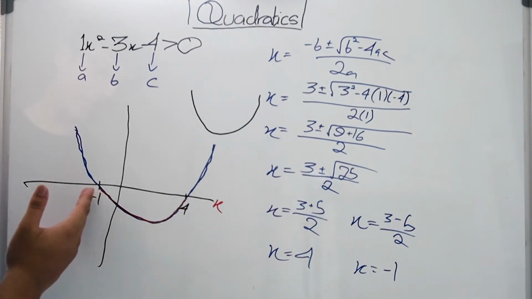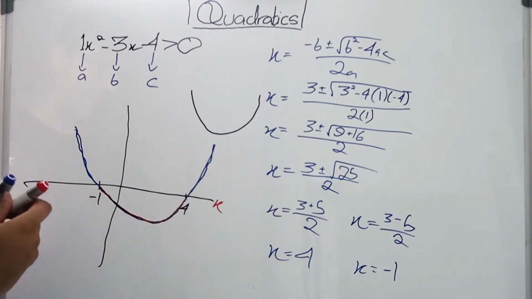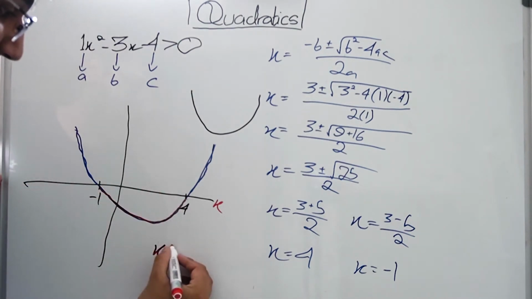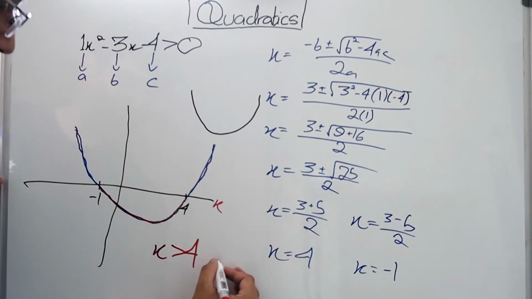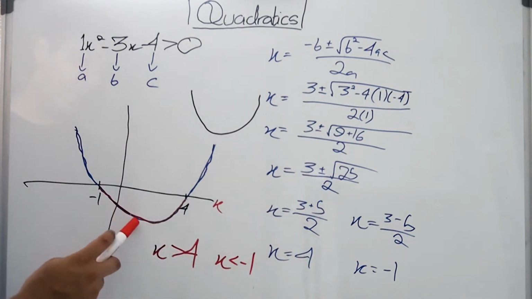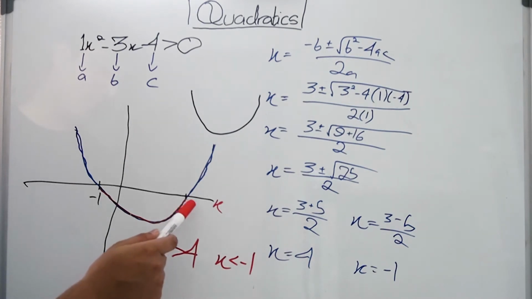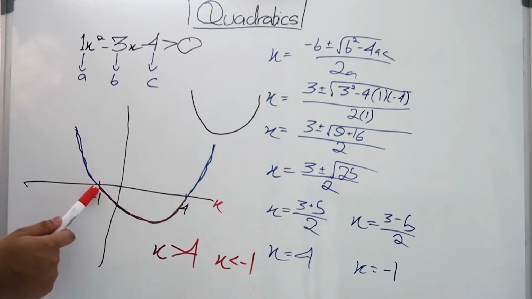The values of x that are less than minus 1 are above the x-axis and the ones that are more than 4. So we will write x is more than 4 and x is also less than minus 1. That's as easy as it is. All we had to do was find the roots. Once we found the roots, we sketched the graph, and according to the graph we use the roots to find these inequalities. Because a was positive, y was positive when x was more than 4, and y was positive when x was less than minus 1.